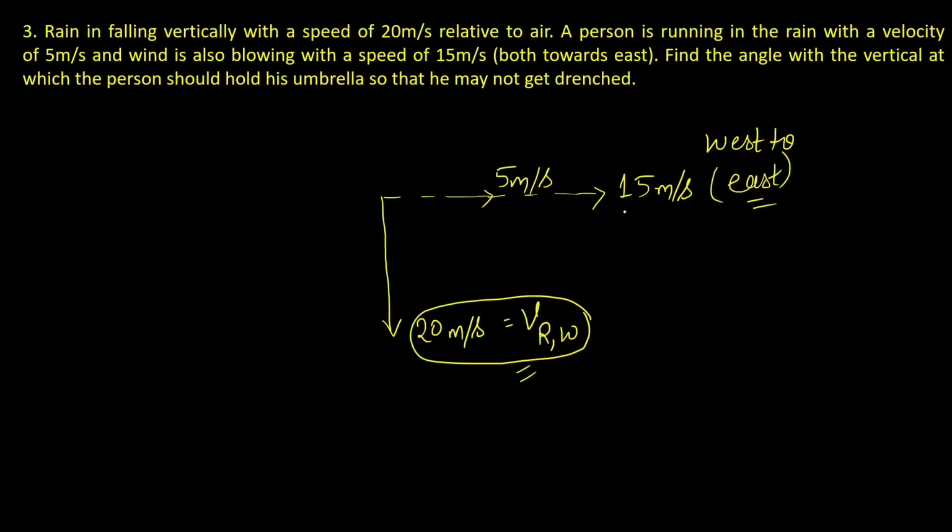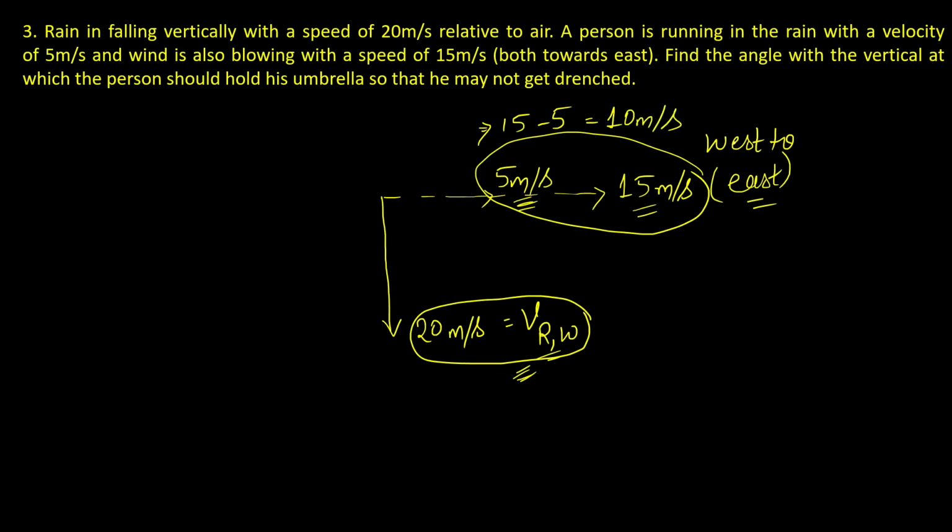So when the wind speed is just 15 meters per second and the person was not moving, that is without taking care about the person, then the velocity of rain with respect to wind is 20 meters per second. And even if the person is moving, like in this case, then also the velocity of rain with respect to wind will be the same, that is 20 meters per second, as I've already discussed in the beginning of this video. But here, when the person is moving at 5 meters per second, the perceived relative velocity will be 15 minus 5 in this direction, that is west to east. That will be equal to 10 meters per second, west to east.